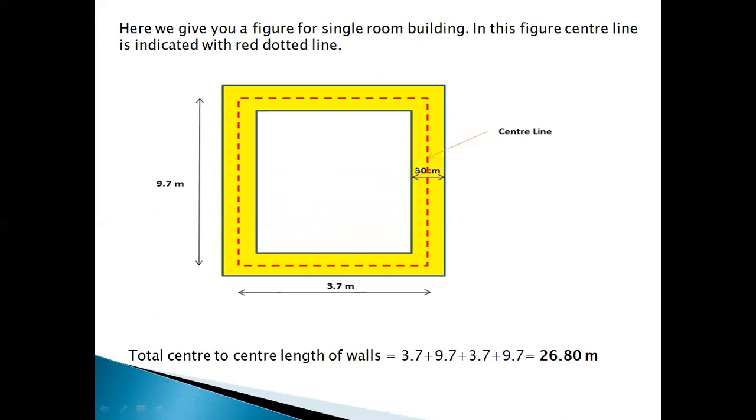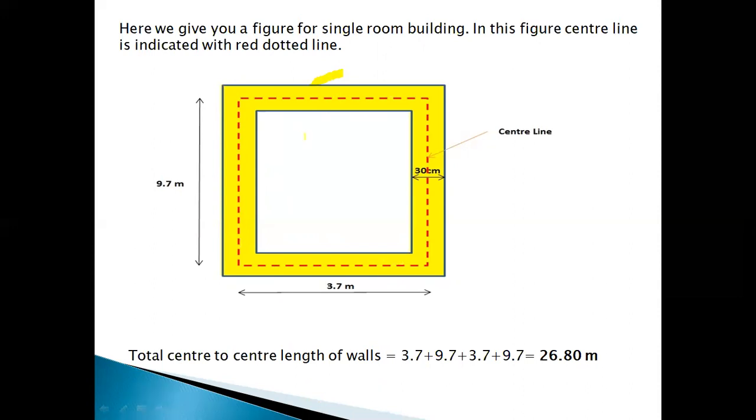So the thickness of the wall is 30 centimeters. Center to center dimension is 9.7 and center to center short wall is 3.7. Total center line length of walls is 3.7 plus 9.7 plus 9.7 plus 3.7.